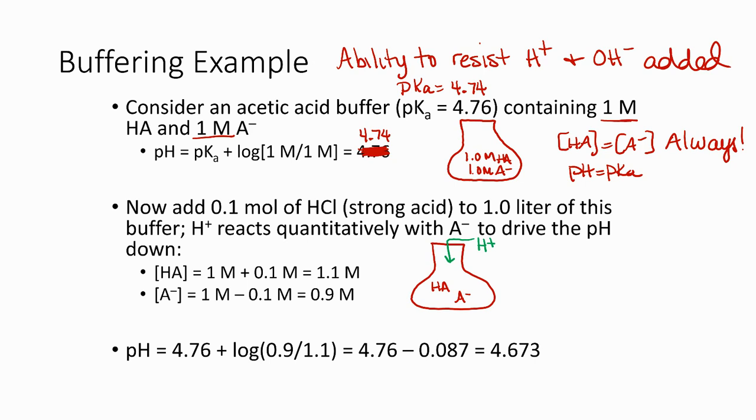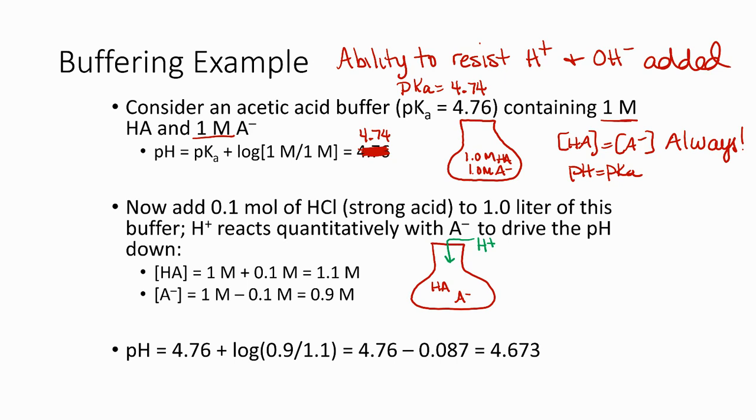Now, normally, strong acid is going to make the pH plummet. And that could be a really bad thing. In the body, that's not a good thing. We can't tolerate huge changes in the pH of our blood. So that could have devastating consequences, which we'll talk about a little later.